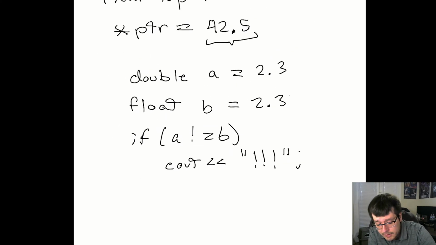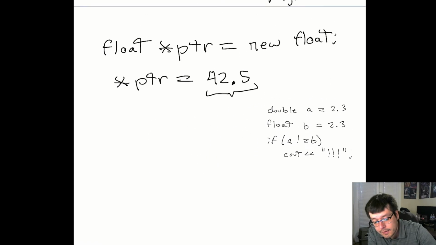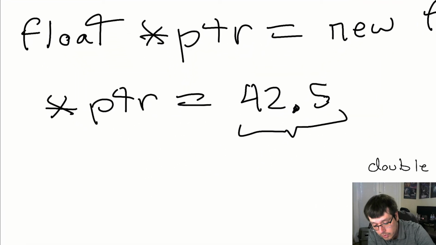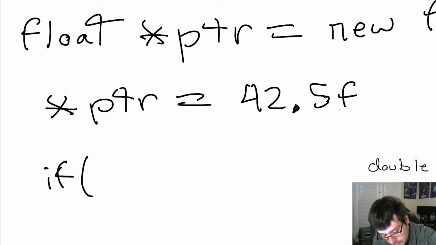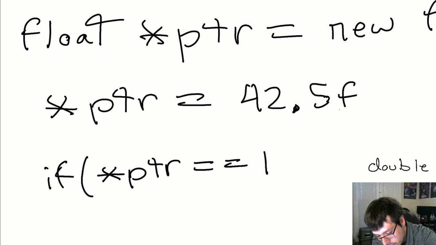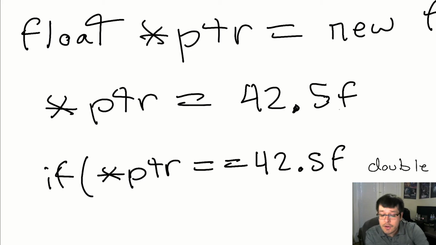Be aware that when you just assign a decimal point value like this, it's actually a double. So if you want to guarantee that it's a float to avoid weird scenarios, then you can do this. And then if you're trying to compare, like if you're trying to do something like if PTR is equal to 42.5, put an F in there as well. And then this comparison will always be guaranteed to be okay.